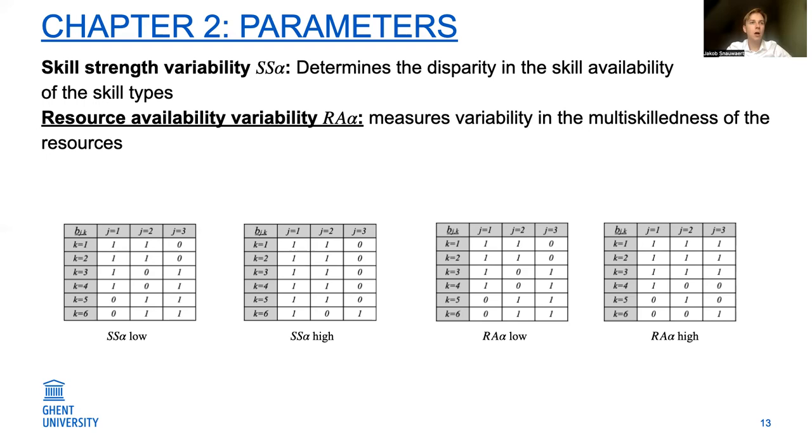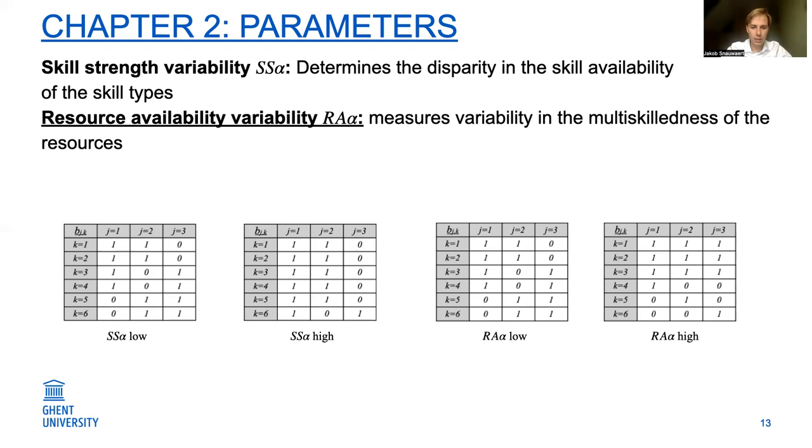Then for the resource availability variability, this one measures the variability in the multi-skilledness of the resources. This is again easy to understand if you look at the third and the fourth table. For example, if the variability is very low, that means that each resource will master exactly two skills in this case. While if it is high, it means that some resources will master all skills while other resources will master only one skill.